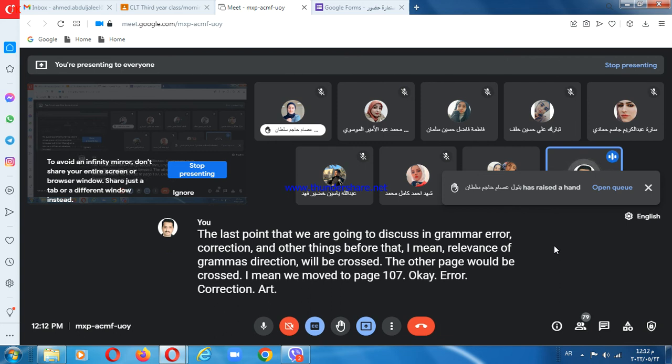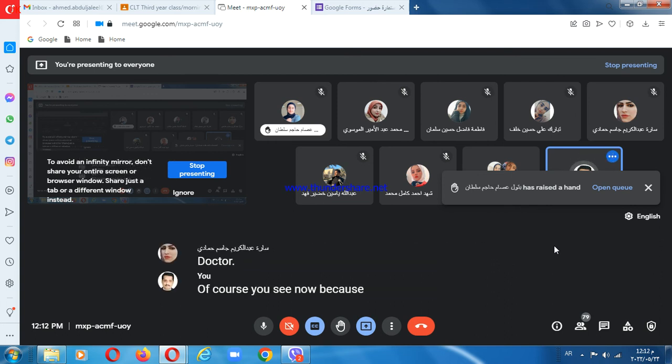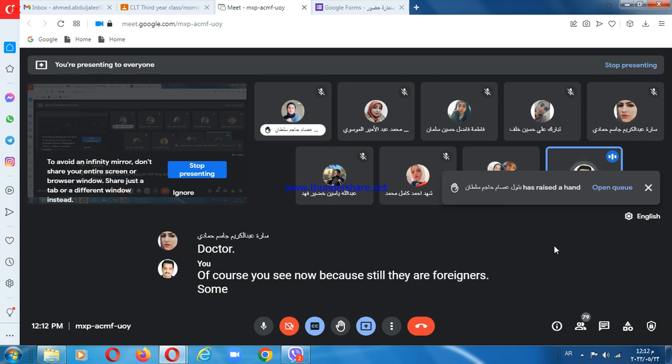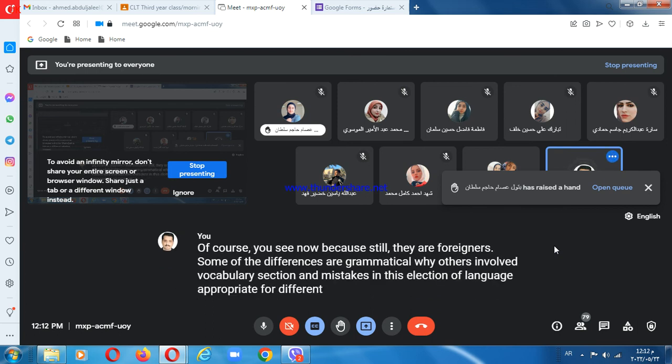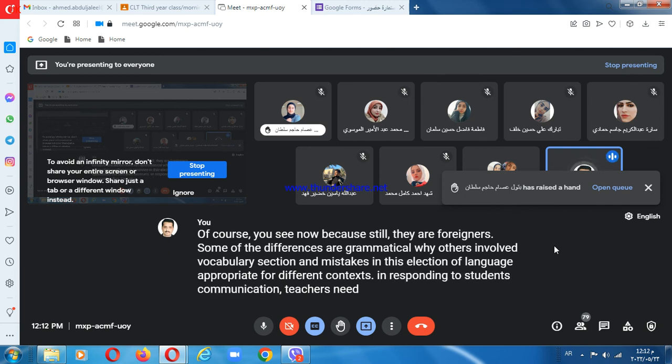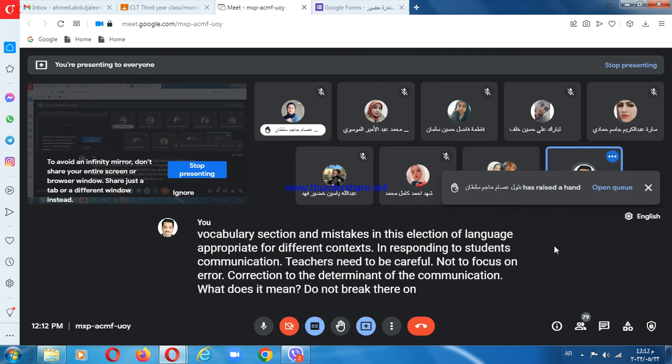At all proficiency levels, learners produce language that is not exactly the language used by native speakers, of course. You see now, because they are still foreigners. Some of the differences are grammatical, while others involve vocabulary selection and mistakes in the selection of language appropriate for different contexts. In responding to student communication, teachers need to be careful not to focus on error correction to the detriment of the communication. What does it mean? Do not break their fluency, and make them less confident.